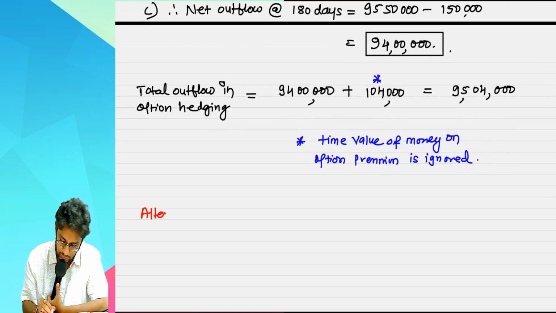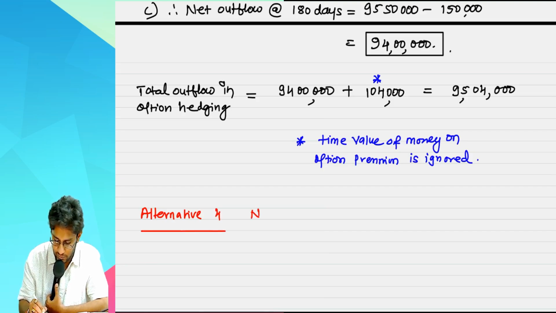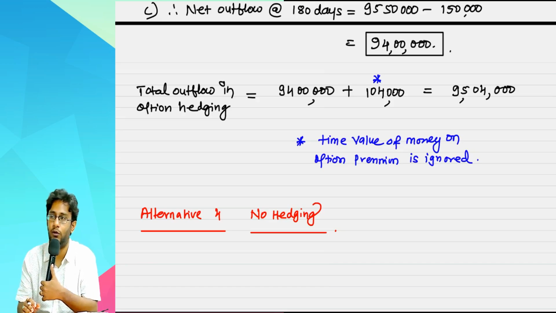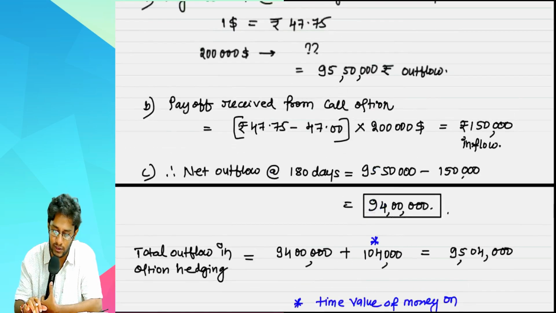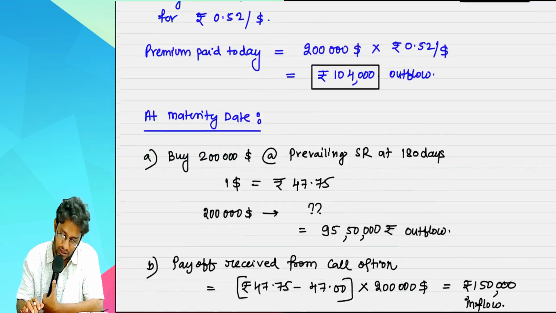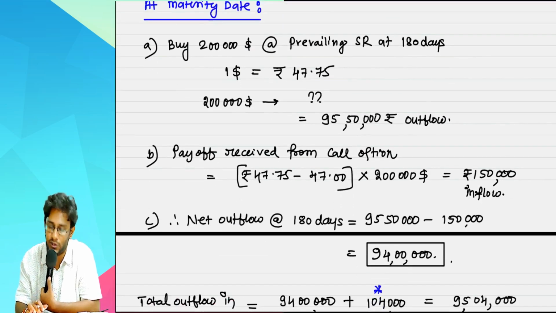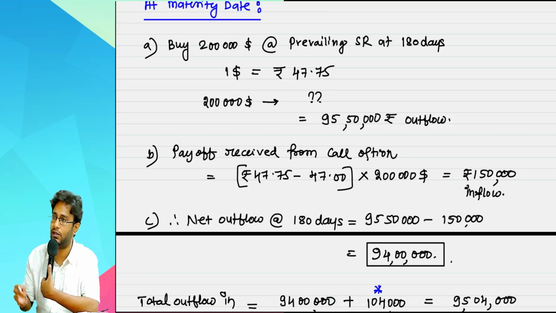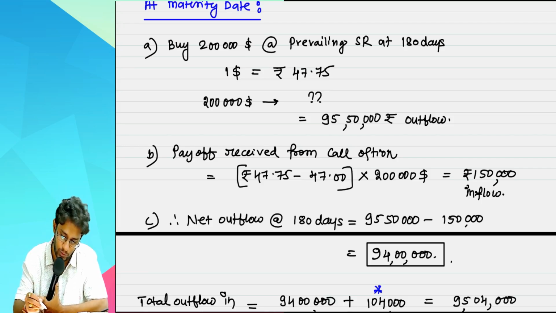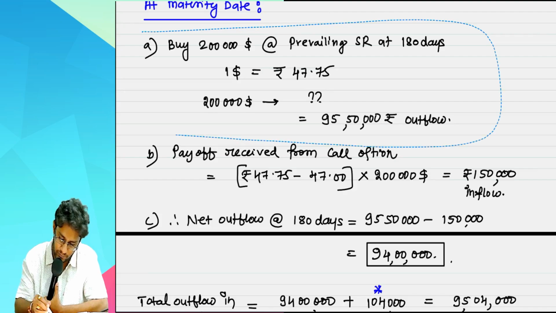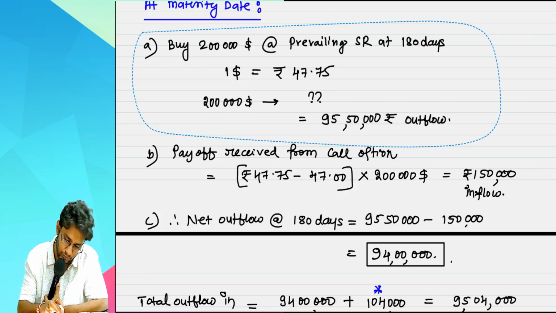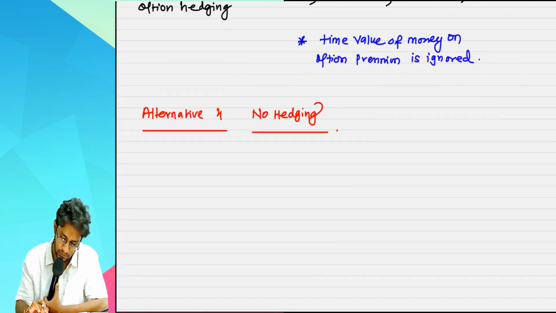Last alternative. Alternative 4. Actually, alternative 4 you just now did. What is alternative 4? No hedging. Sir, if there is no hedging, what will happen? Whatever dollars you have to pay, you will buy at spot rate. I think we also did that in alternative 3. Option hedging also same thing. Option hedging extra, what is the benefit is, payoff you will get. Here payoff will not come. That's all. Copy this.